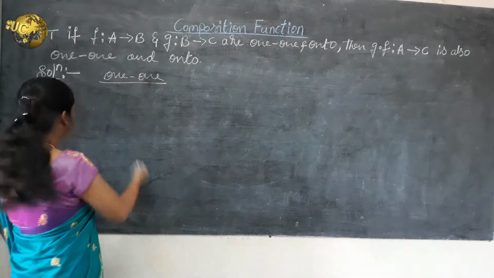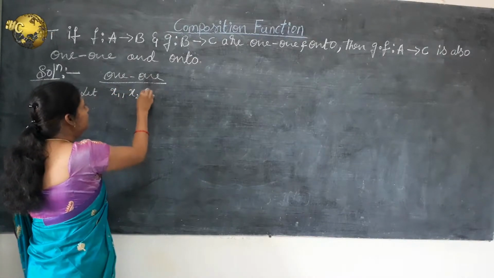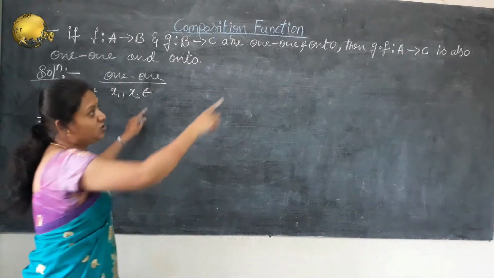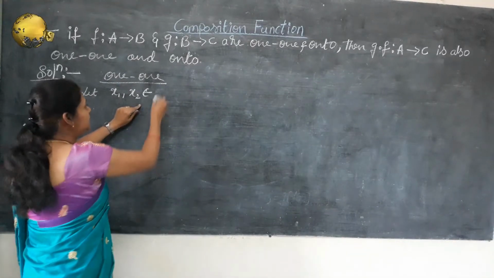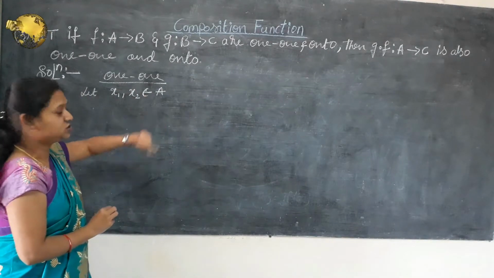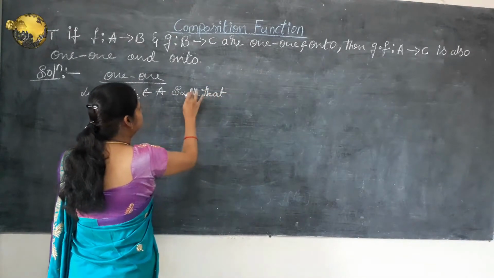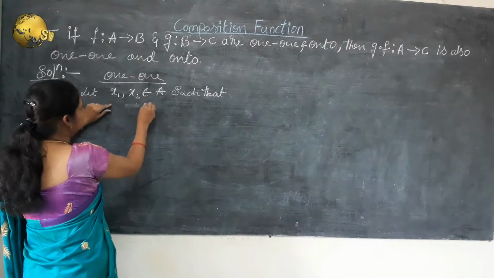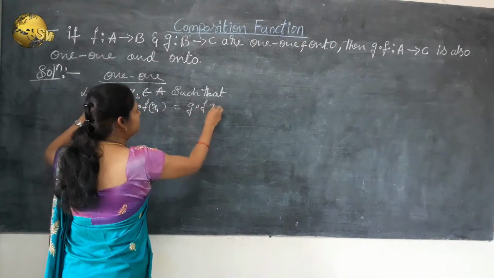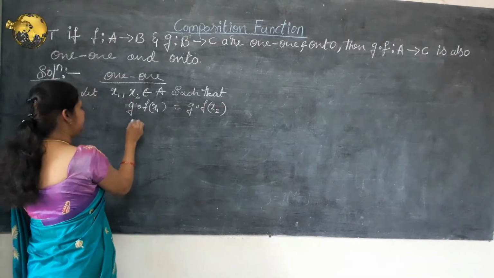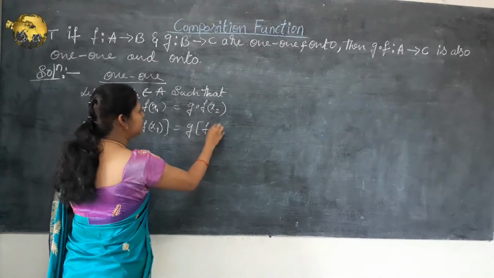As usual, let x1, x2 belong to A, because I am doing this for the composition function, which is defined from A to C, so I will consider two elements in the domain of the composition function, that is A, such that g composition f of x1 is equal to g composition f of x2. That will be split as g of f of x1 is equal to g of f of x2.